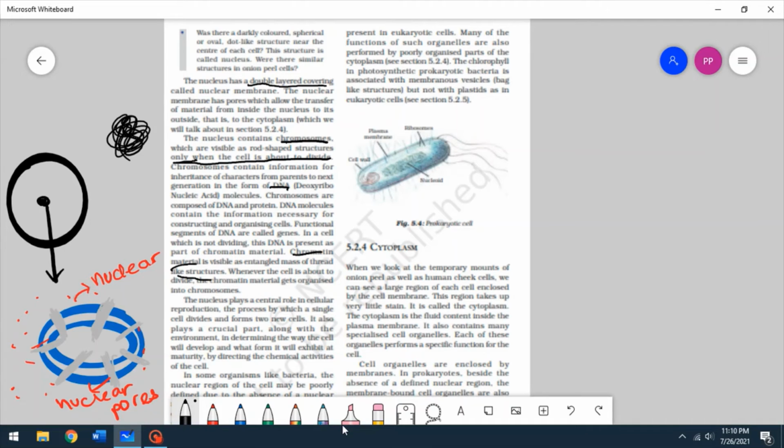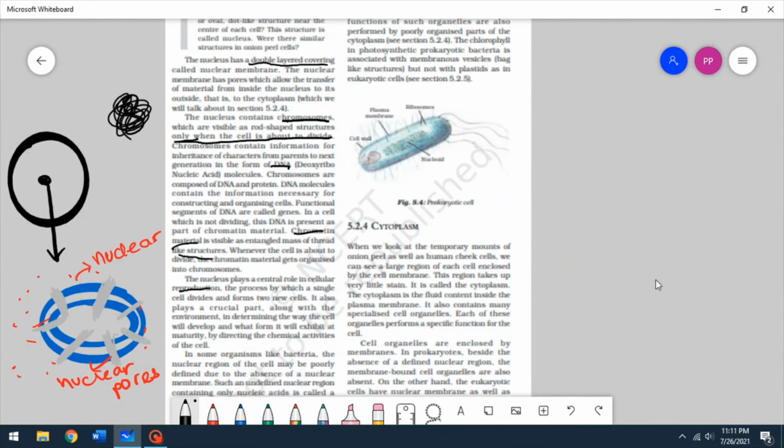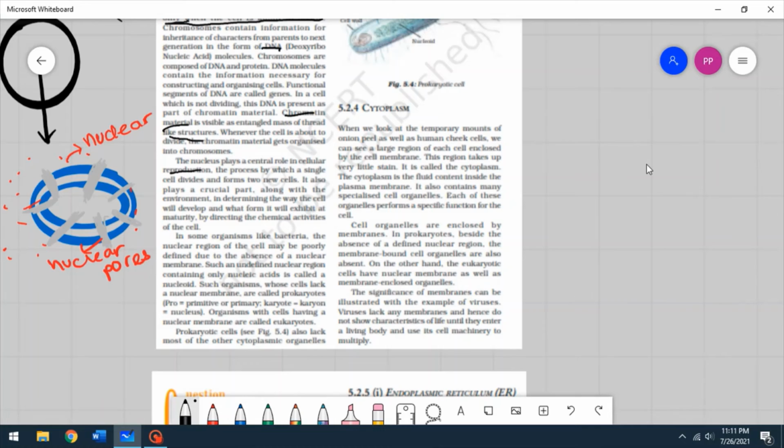Alright, so the nucleus plays a central role in cellular reproduction because that's where the chromosome is, that's where the chromatin material is, and because the cell is the basic unit of the organism, the nucleus plays a central role in the reproduction of the organism itself. Okay, so reproduction is the process by which a single cell divides into two new cells. It determines the way the cell will develop and what form it will exhibit at maturity by directing chemical activities of the cell.